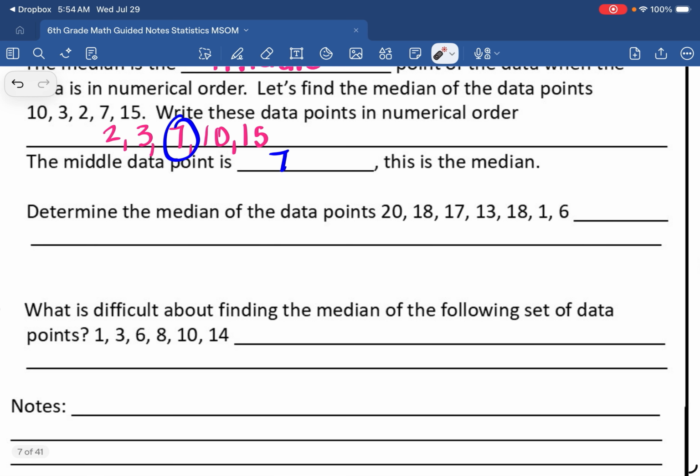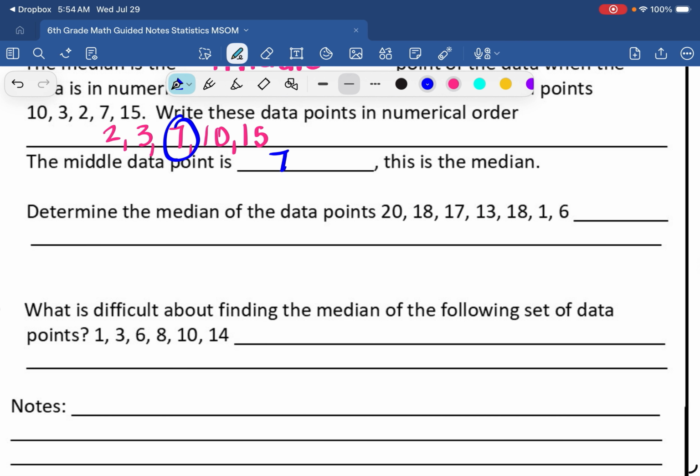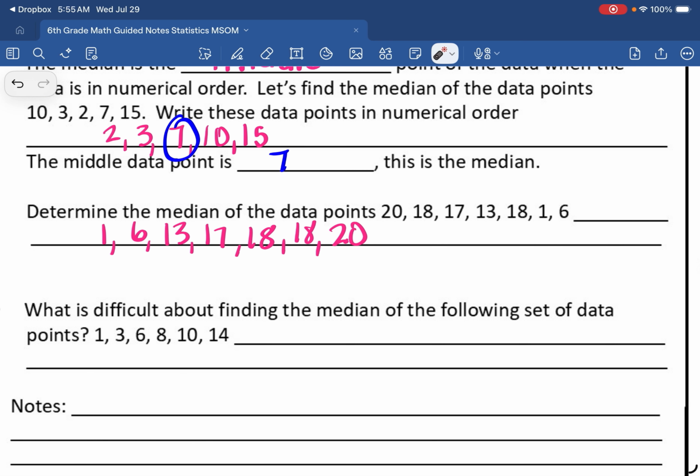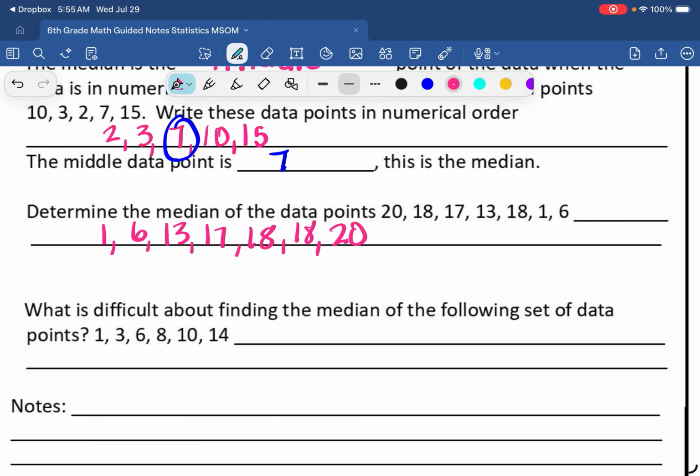Determine the median of these data points right here. So I'm going to put them in order from smallest to largest first. That would be 1, 6, 13, 17, 18, 18, 20. It's always a good idea to count your data points, 1, 2, 3, 4, 5, 6, 7, and count these ones, 1, 2, 3, 4, 5, 6, 7, to make sure you have them all. Now I'm looking for the point right in the middle, and if you need to, cross them off. Right here, my data point right in the middle is 17.